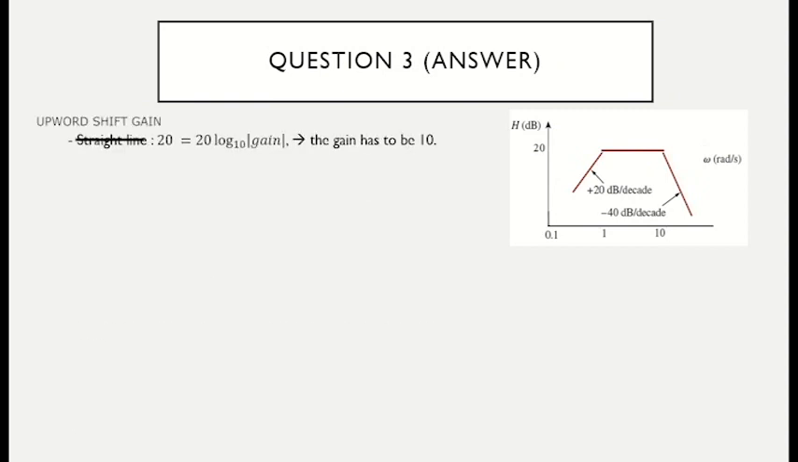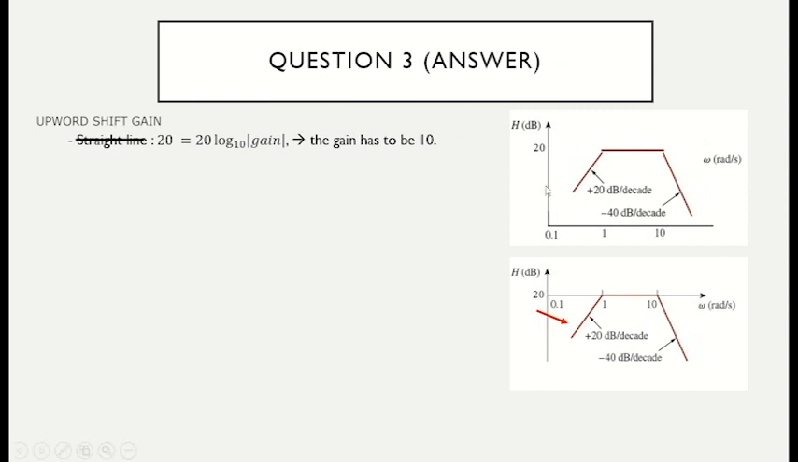So in order to solve for the gain, we equate 20 dB equals 20 log gain and solve for the gain to be 10. Okay, now we go back to the figure given to you in the question and we look at the first plus 20 dB per decade slope. And we can see that this line crosses the 1 radian per second, which means that we have a zero at origin. So this slope of plus 20 dB per decade at origin will give us the j omega term.